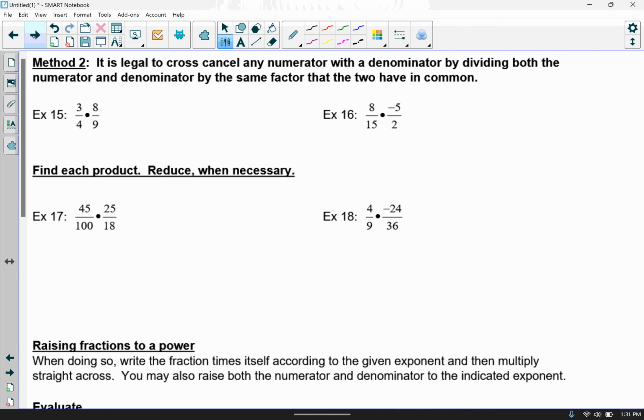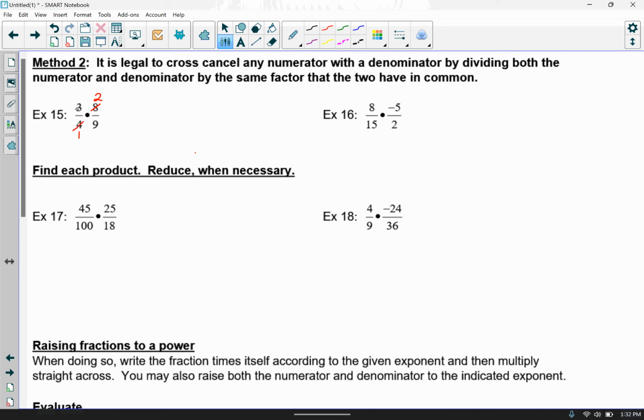Example 15 is the exact same problem that we just got finished doing, but I want us to look at this one with crossing out common factors that they have in common. So here in example 15, like I was saying, the 4 and the 8, they both have a 4 in common. So let's divide both of those by 4. So 4 divided by 4 is 1. 8 divided by 4 is 2. Okay, so now the 4 and 8 are out of play. You're now dealing with the 1 and 2.